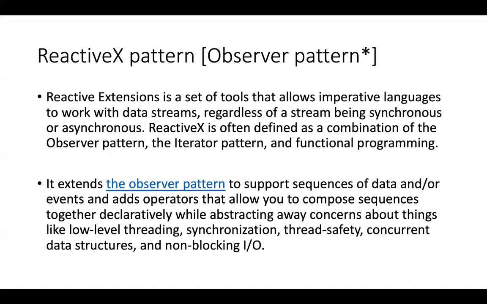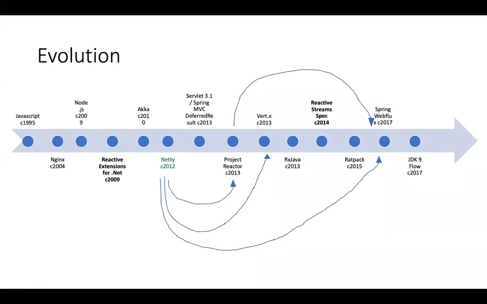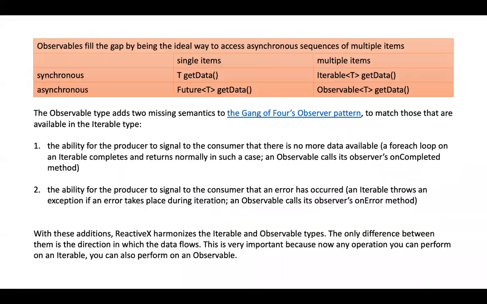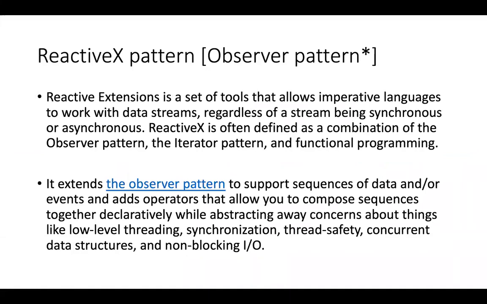Okay, so I showed you the diagram, right, where Reactive Extensions came out in 2009. We will start from there. Reactive Extensions is a set of tools which allows us to work with streams, and it's a combination of the observer pattern. Basically what it does is that it abstracts you away from synchronization, thread safety, and concrete data structures, because it's trying to use a single thread to do everything.